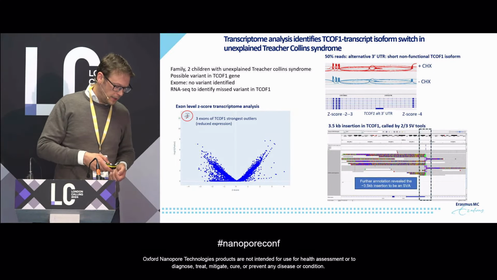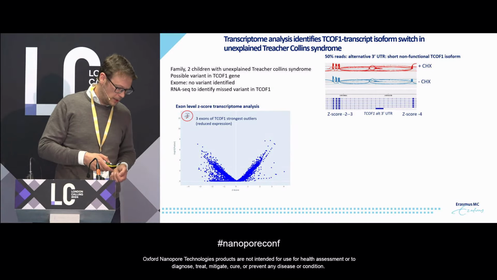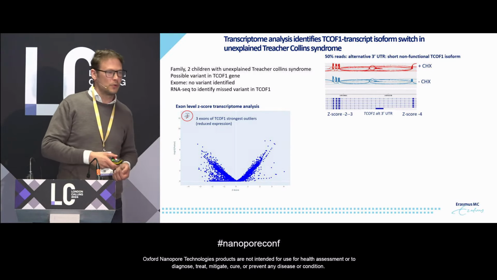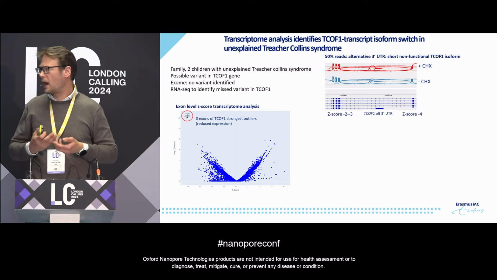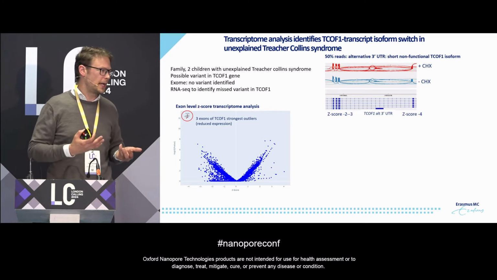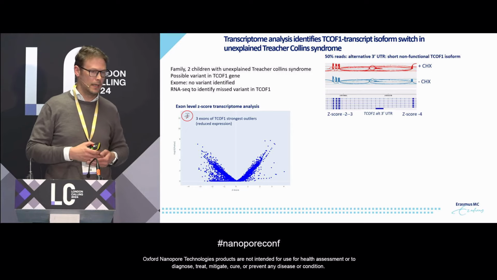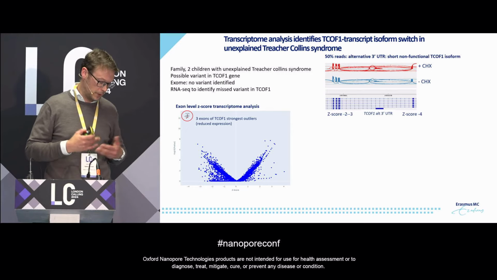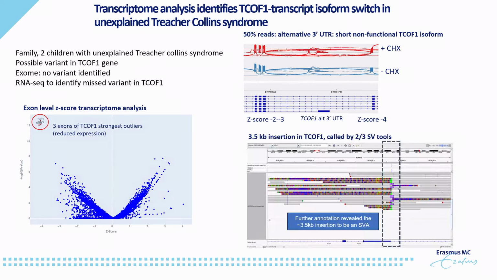And then, so wait, spoiler. What you see here is that there's a weird transcript in half of the reads. So they jump into an intron to a weird exon. That's actually not an exon. It's actually probably some kind of ALU-like element. And then if we take the DNA and we perform nanopore sequencing, what we see in single reads is that there's a 3.5 kb insertion, an SVA actually, that's probably the cause in this patient.